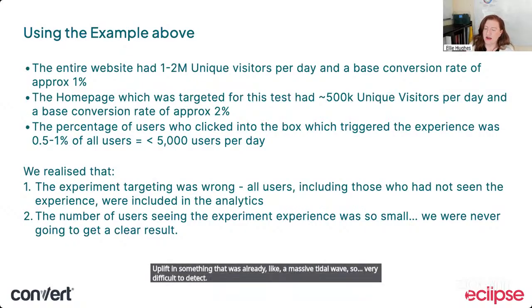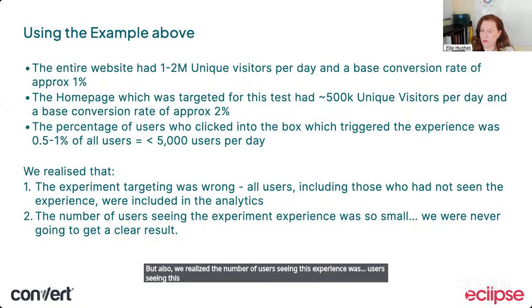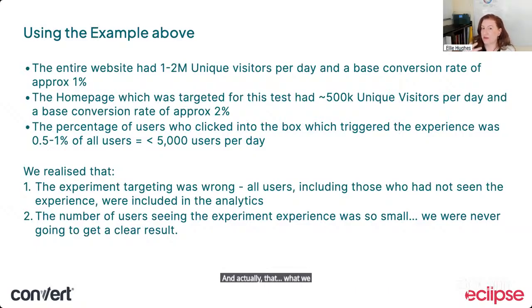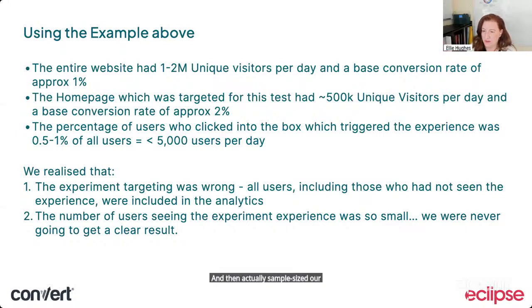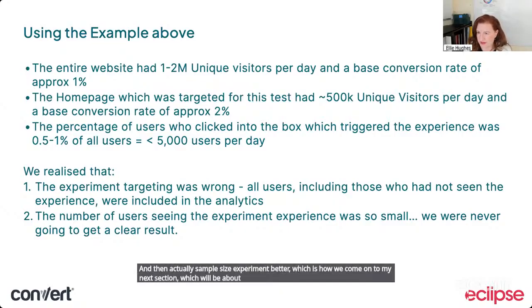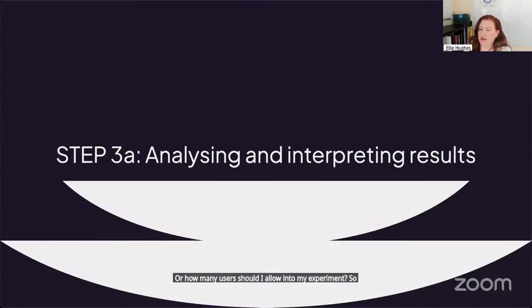But also we realized the number of users seeing this experience was so small, we were never really going to get a clear result. This was one of those ones where it would have to run for a really, really long time. And actually, what we realized is that we should have sample sized our experiment better. We should have known what scope we should have done, which is how we come on to my next section, which will be about sample sizing, or how many users should I allow into my experiment. So analyzing and interpreting the results.